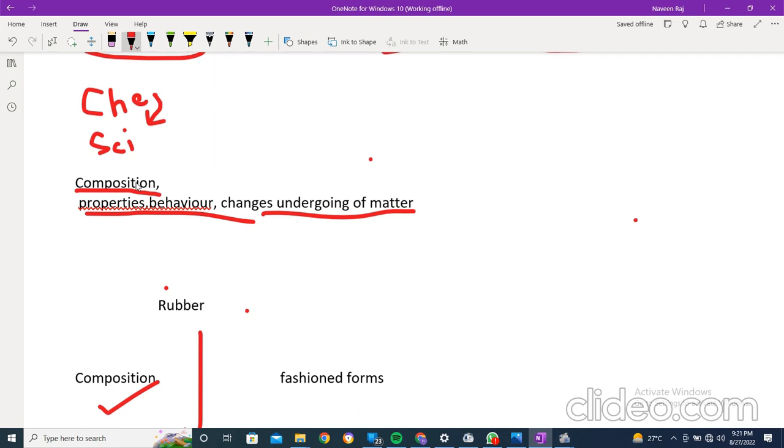In simple words, chemistry is investigating matter. It is looking into the composition of matter, properties of matter, behavior of matter, and changes involved in matter. So that is all the basics about chemistry.